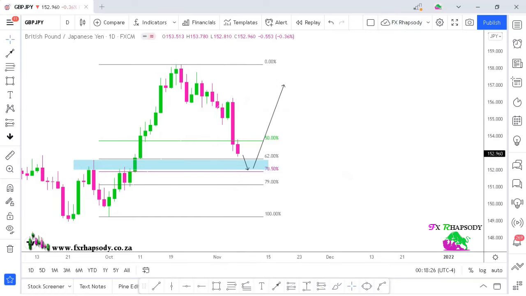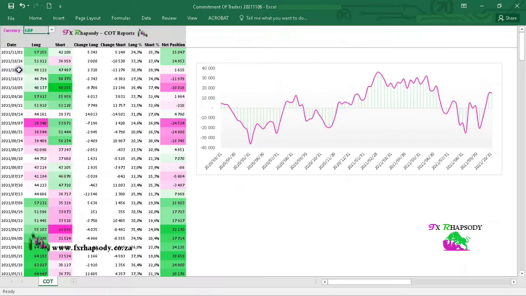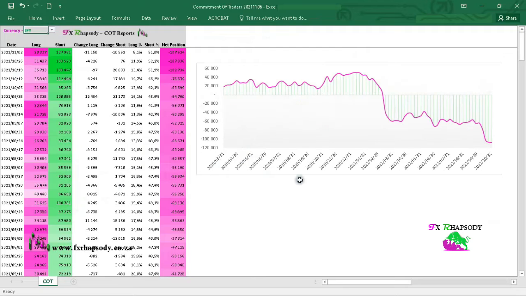COT reports. Now we look at the Japanese yen and you can see it's been in a downwards movement with a lot of longs. The new report that came out, a lot of longs were closed, a lot of shorts were closed, but the net position stayed in this area, hence this little, but looks like it's going to make its move again. So this is an extreme low, guys, for the Japanese yen.